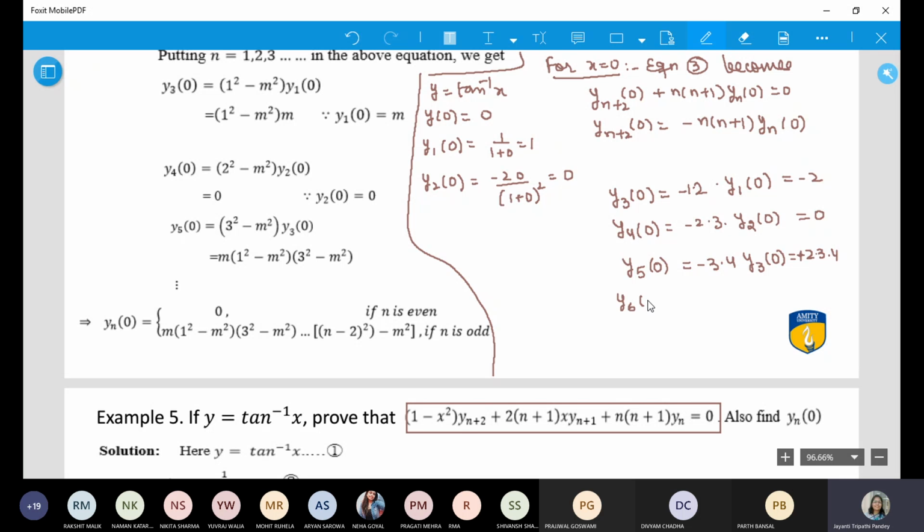What will be y6? I can write y6 as 0 because I know y40 will come and it will be 0. y7, that means n is 5. So just see, minus 5 into 6 into y5. y5 is 2 into 3 into 4. So we can write it as minus of factorial 6, we can write it as factorial 4, this is minus factorial 2. Right? Now if I have to club it, see how clubbing is being done. Till here I hope you all are clear.